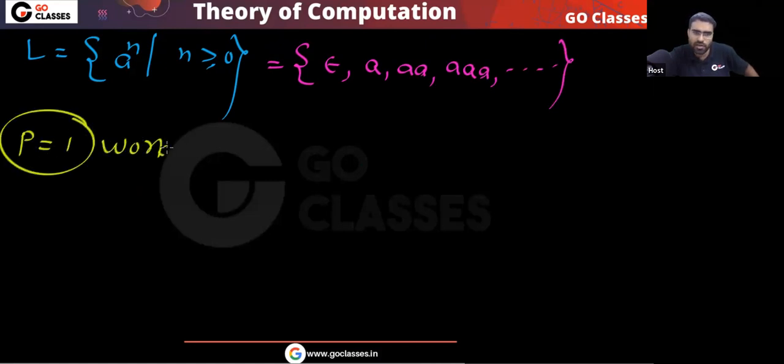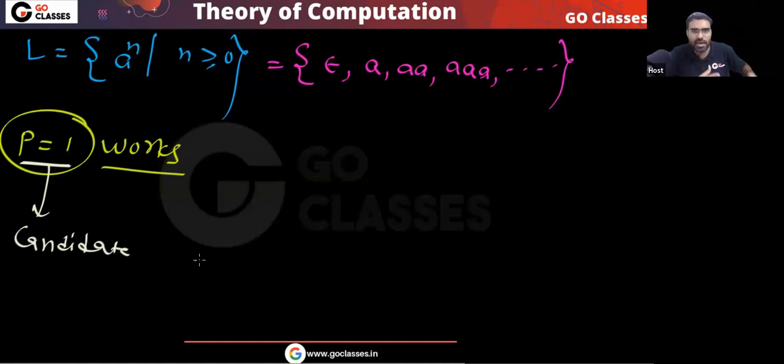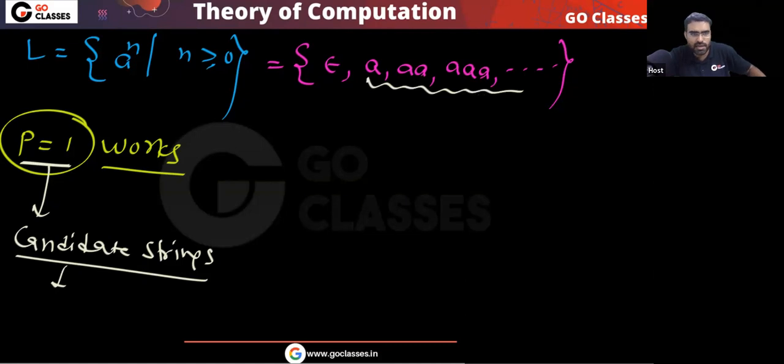Why will this work? Tell me why this will work. First of all, if you take p equal to 1, what are the candidate strings? Which strings do you care about? Which strings have the power to violate or satisfy? These candidate strings are any string which is in the language and whose length is greater than or equal to 1. So I can say these are the candidate strings.